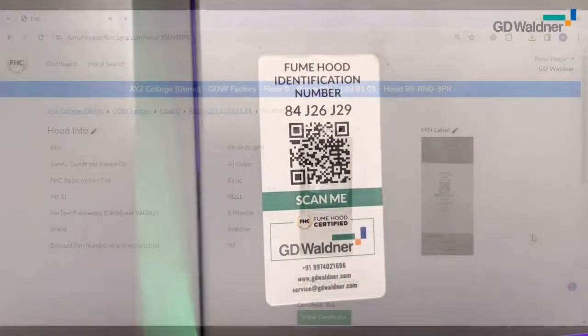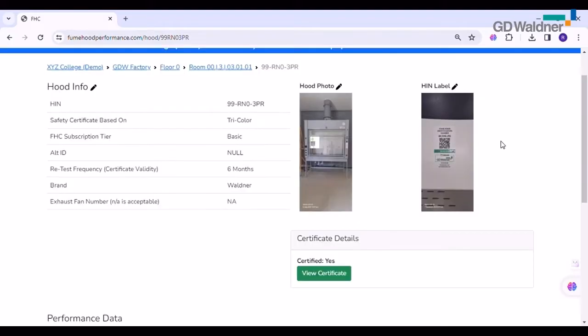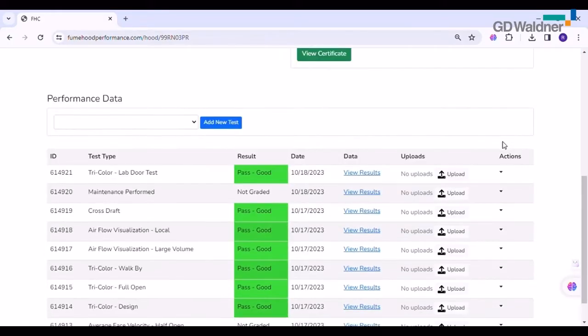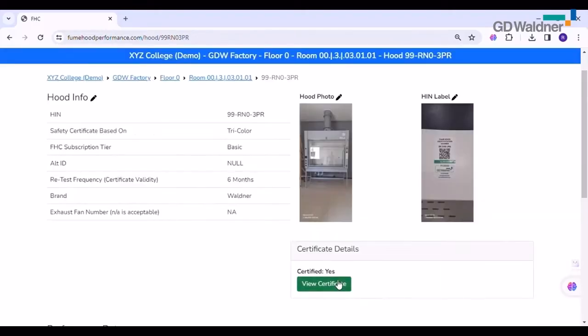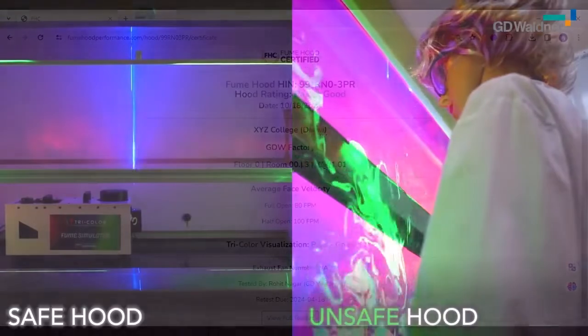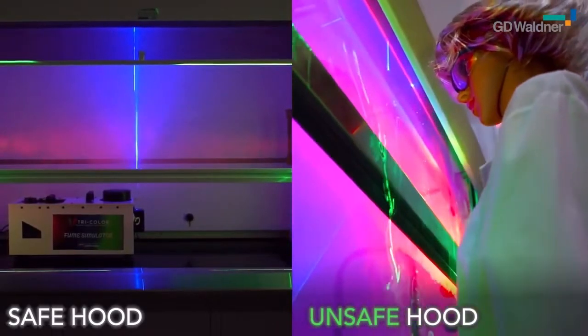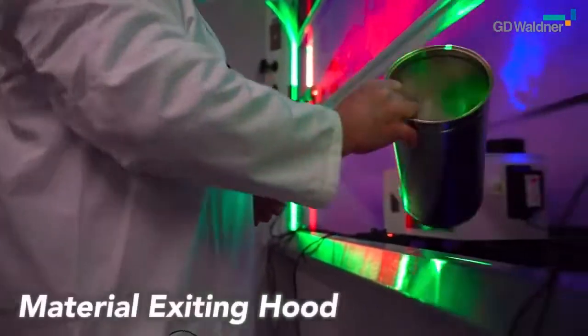But wait, there's more. Tri-Color isn't just about visuals, it's about data. It doesn't just show us, it logs performance, visualizes it, and gives us access to results online. Connectivity at its finest. Remember loss of containment during fume hood testing? That's what we're tackling head-on. Tri-Color empowers us to see, understand, and address these critical challenges.